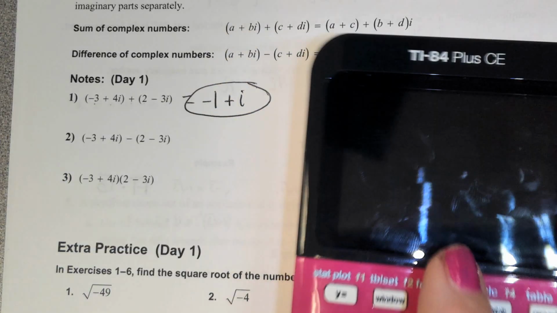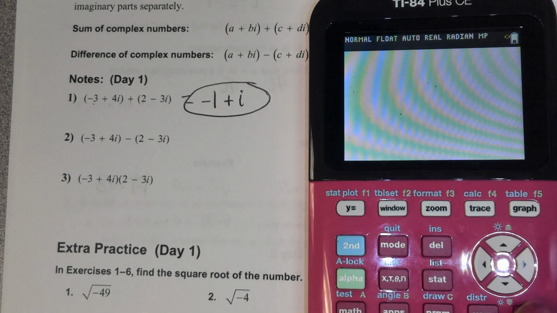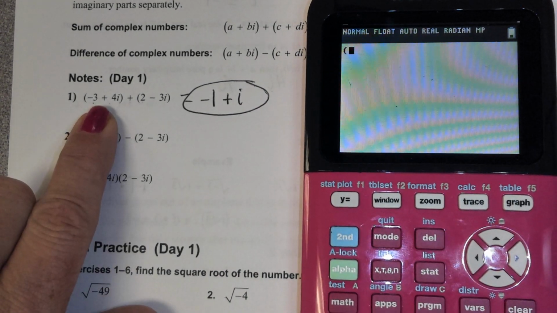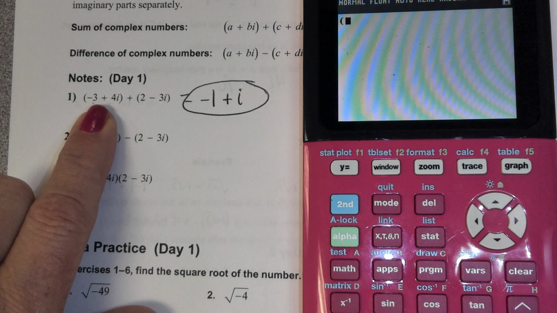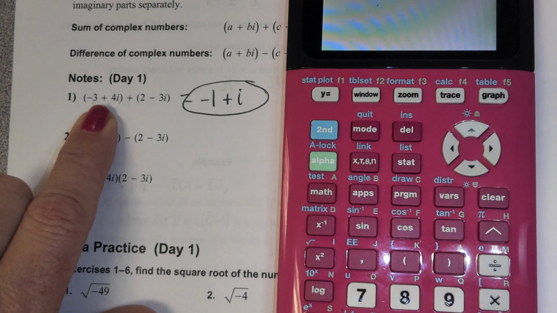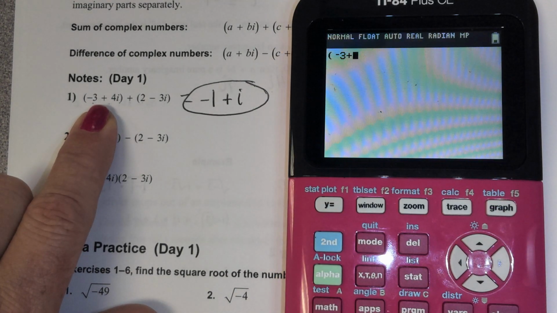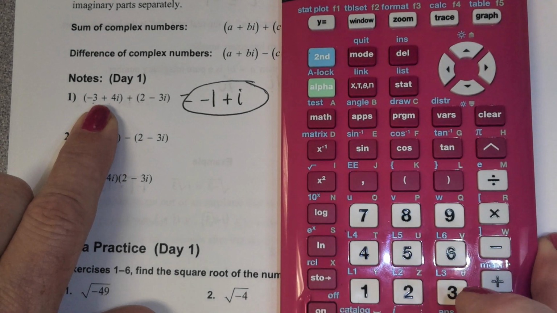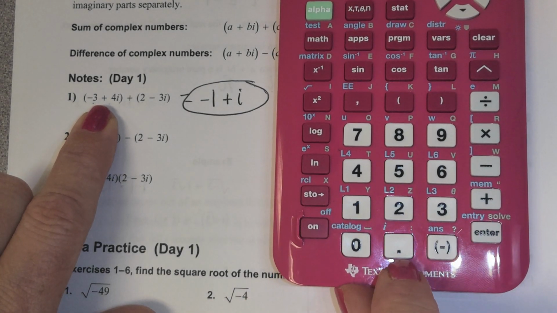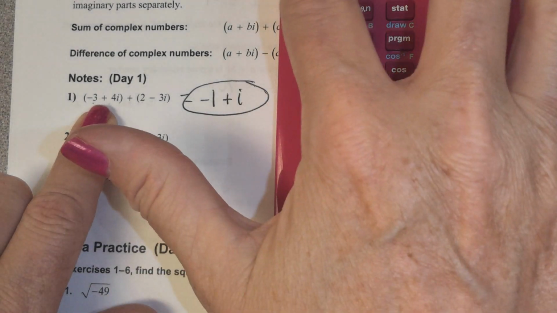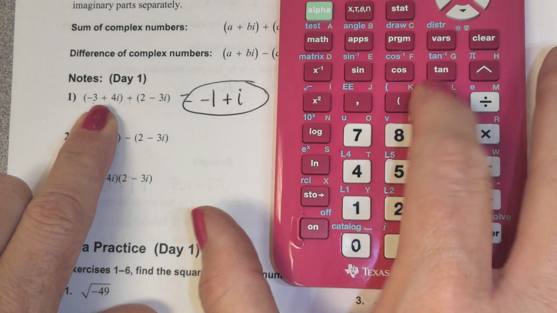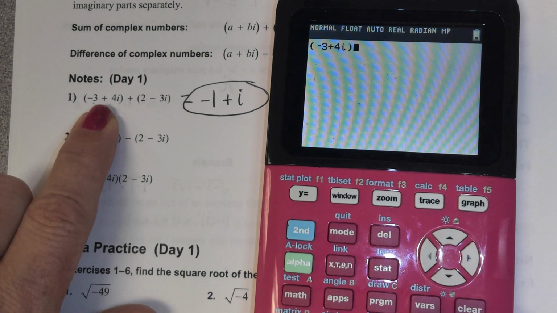I want to show you something cool on our calculator. Our calculator knows what i is. I can type in negative 3 plus 4. Right here's the i key. Can you see it above the decimal? So watch. I'm going to push second decimal. Look what I have: negative 3 plus 4i.